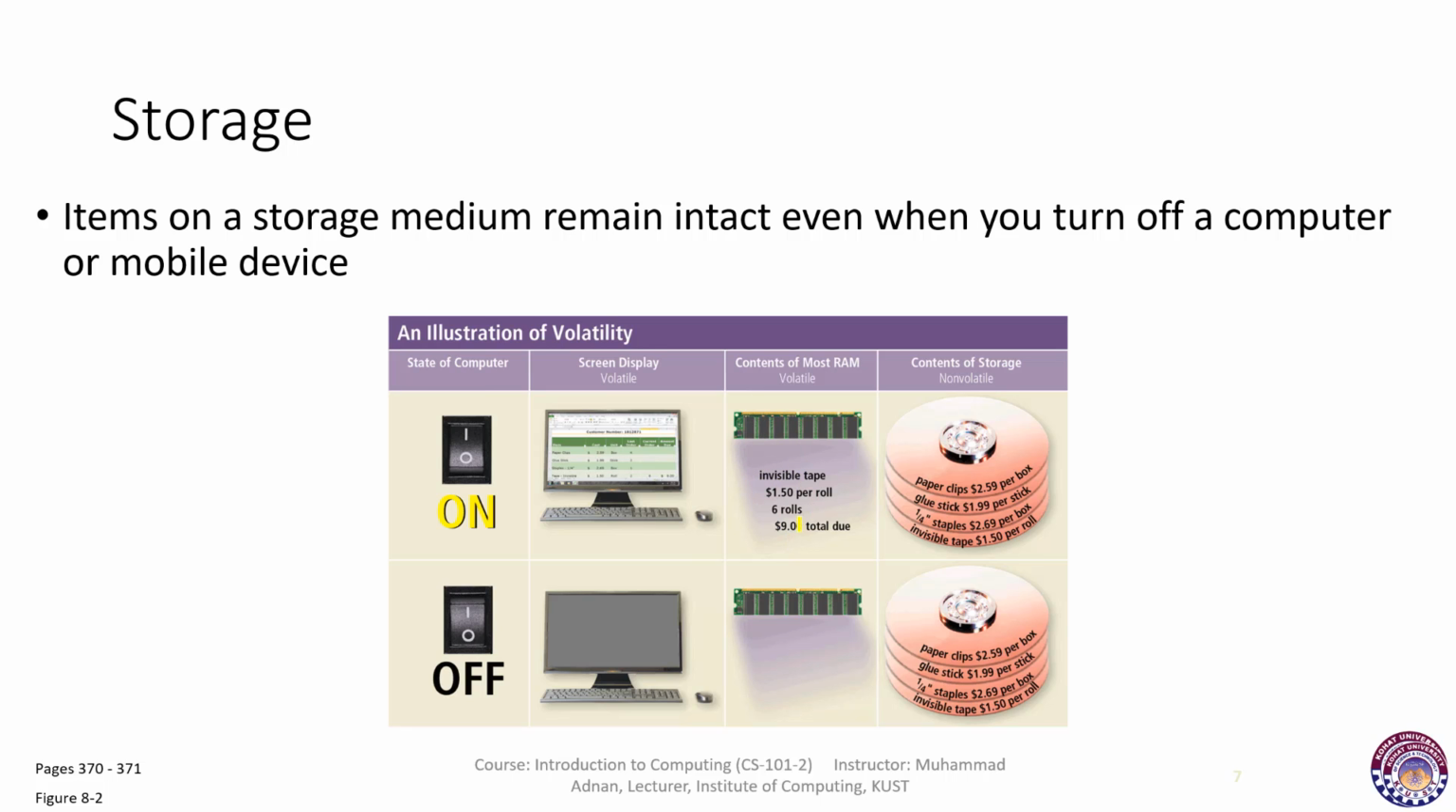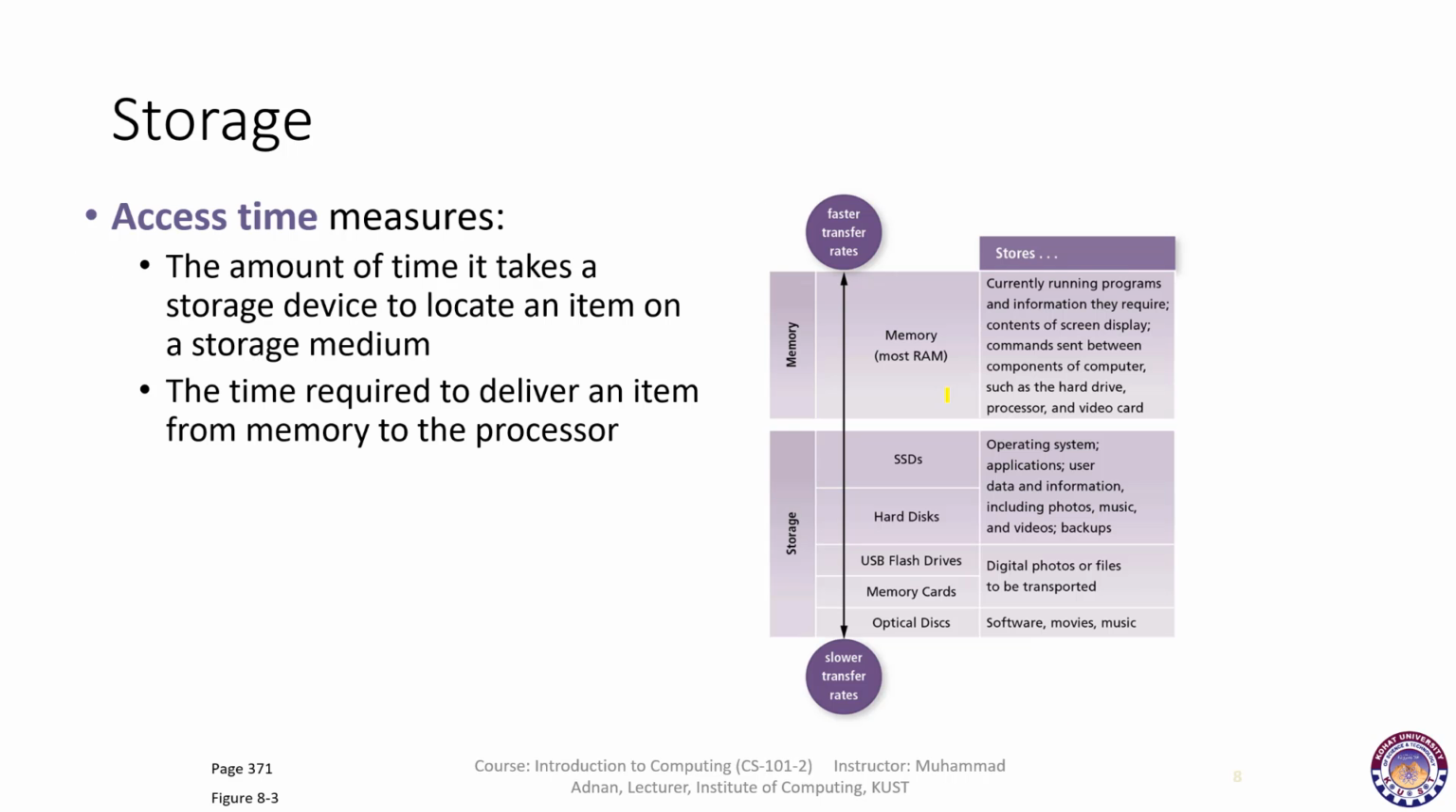But these are some data that are stored in RAM. If the computer is turned off, you will see that there is no data in RAM. Okay, so the content of storage is non-volatile. It means that whether the computer is on or off, you still have documents, audio, video, all of your data, information and programs on the hard disk. So non-volatile means permanent storage. The data is persistent. It is not lost. Items on a storage medium remain intact even when you turn off a computer or a mobile device.